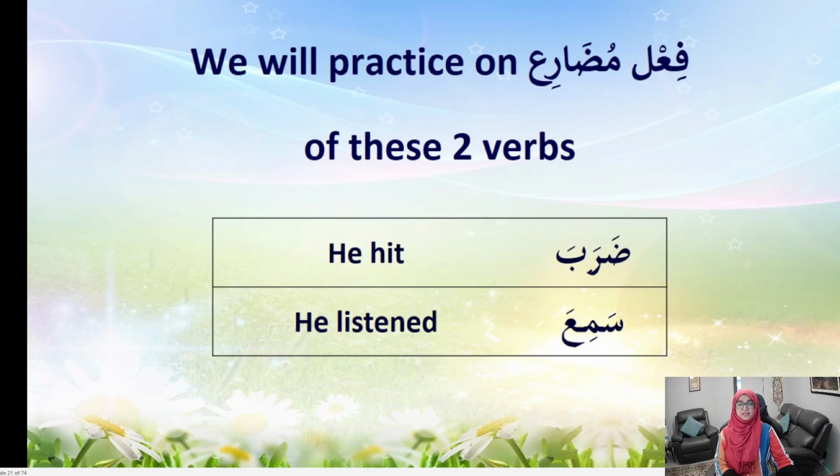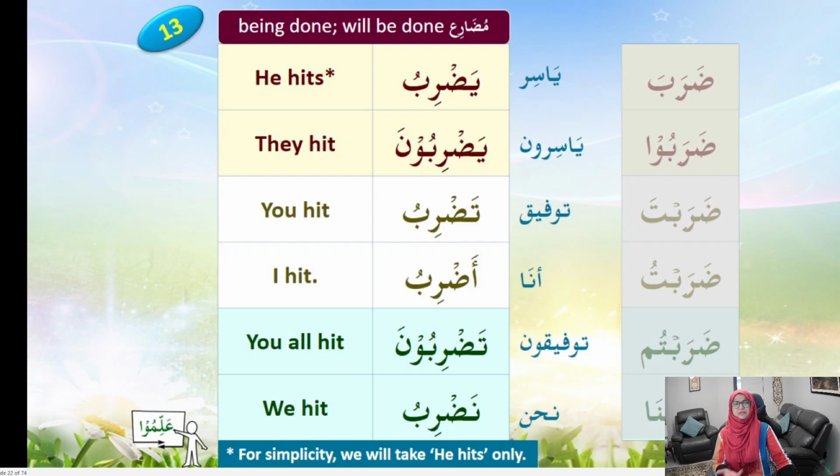Daraba, sami'a. First for now let's do these two. Daraba. What's the meaning of daraba? To hit. Daraba, to hit. Sami'a, to listen. So you should know the meaning of these two words. Daraba is to hit and sami'a, to listen. Okay? Now let's practice. So look, let's do the madi. He hit, they hit, you hit, I hit, you all hit, we all hit.